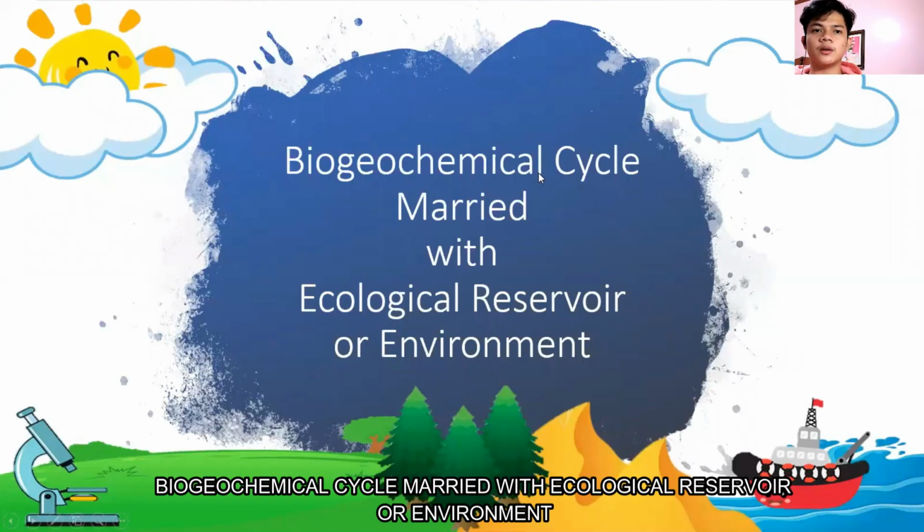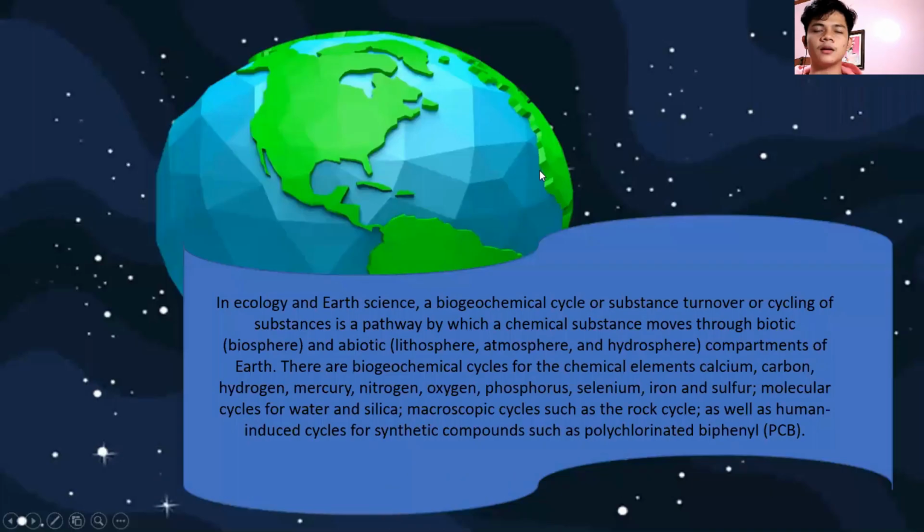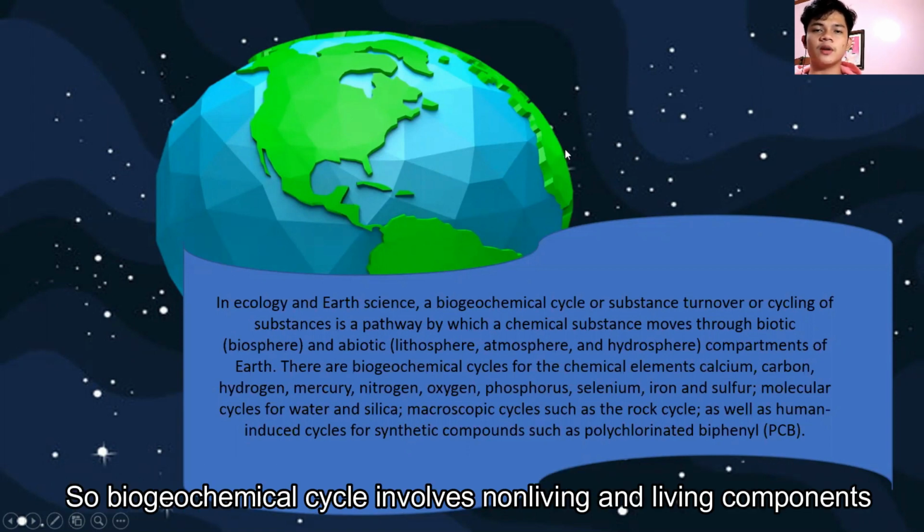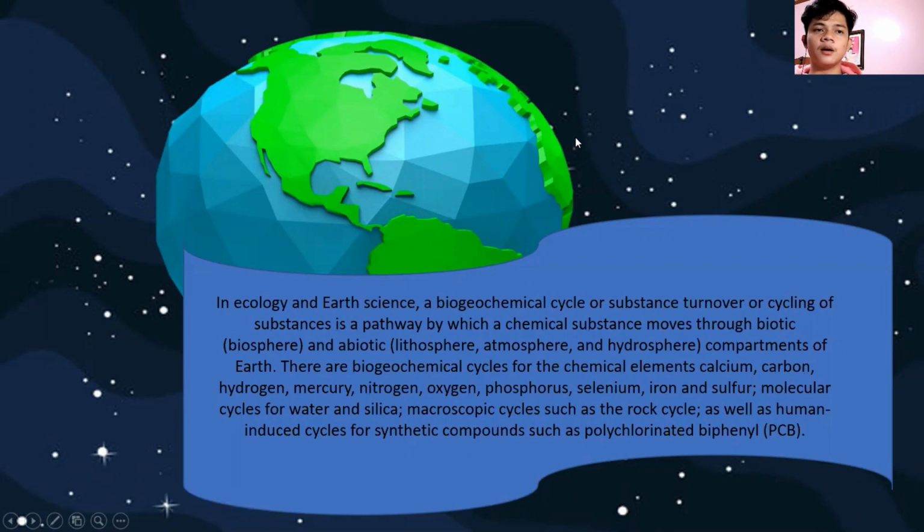Biogeochemical cycle married with ecological reservoir or environment. The word biogeochemical, with bio standing for life and geo for earth, both came from a Greek word. So the biogeochemical cycle involves non-living and living components. In ecology and earth science, a biogeochemical cycle, or substance turnover or cycling of substances, is a pathway by which a chemical substance moves through biotic, the living components, and abiotic, the non-living compartments of earth.